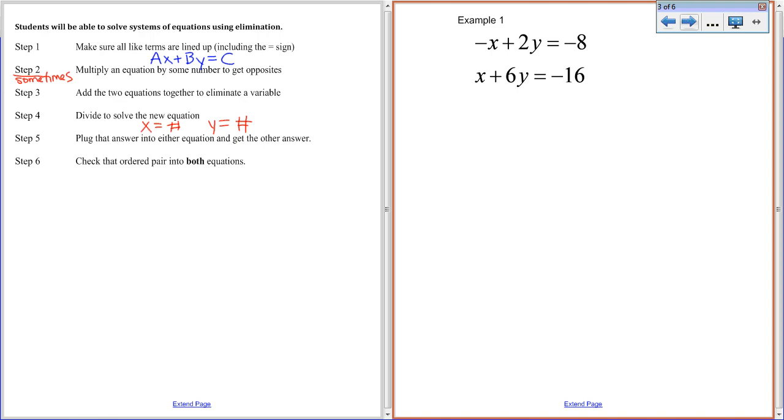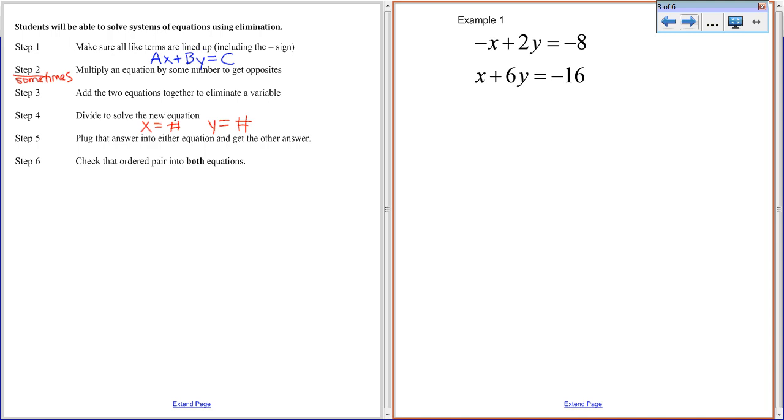All right, we have negative x plus 2y equals negative 8 and x plus 6y equals negative 16. Does this match what you guys have? Beautiful. Do I have x and y, equal signs, and our constants lined up? Yeah. Beautiful. So we got step 1. Step 2, we need to get opposites. What does it mean to have opposites? Who can give me an example of opposites? Opposite numbers, not opposite things like in and out, but opposite numbers. What are numbers that are opposites?